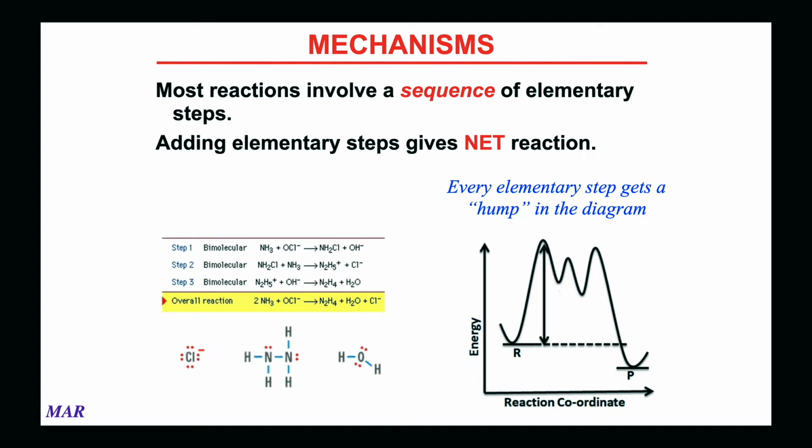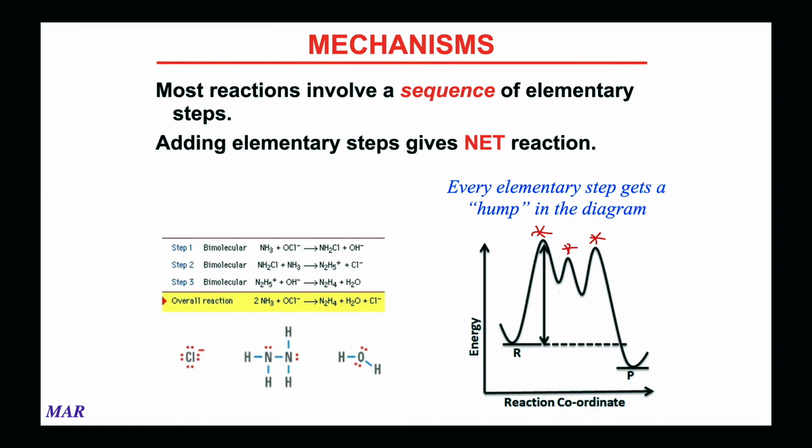Now, if I was just to show you the diagram on the right, you can see that there are 3 humps, all right? 1, 2, 3. And those 3 humps, and again, maybe I should highlight them, 1, 2, 3. Those 3 humps mean there's a 3-step mechanism.